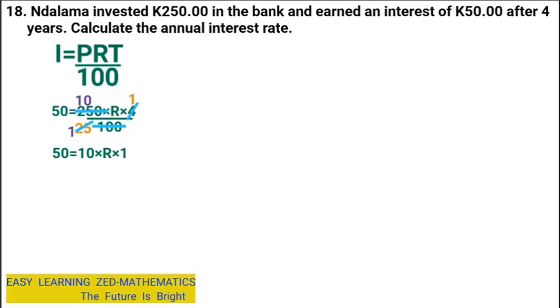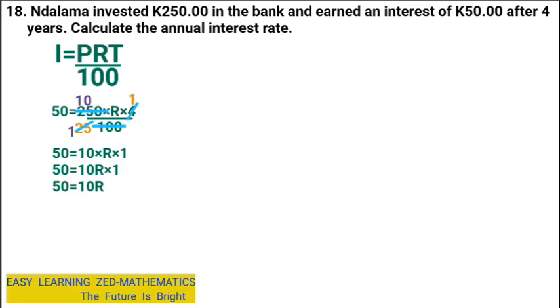So I'm going to write 50 is equal to, then I multiply 10 by R, which gives me 10R, then multiply by 1. Then I write 50 again, which is equal to 10R times 1, which gives me 10R. Now at this stage, remember my focus is to leave R alone, or to find the value of R. So R should be on one side of the equal sign alone.